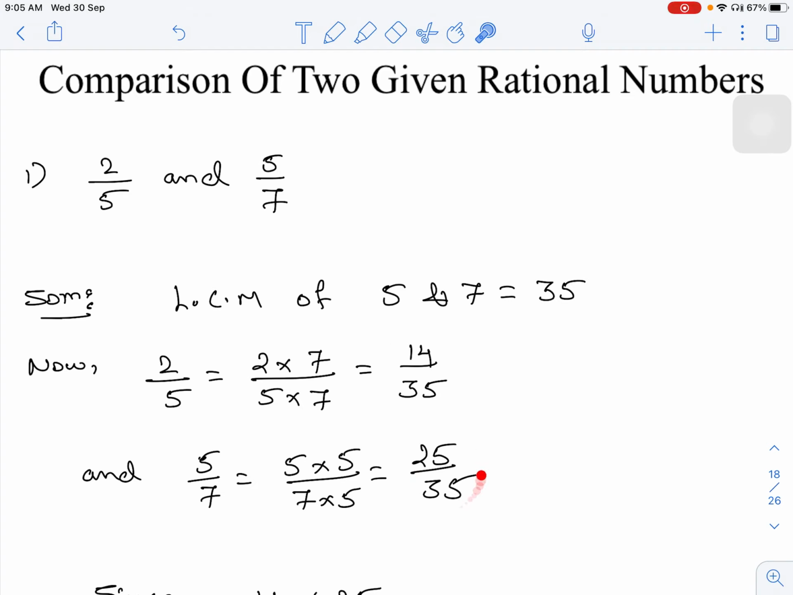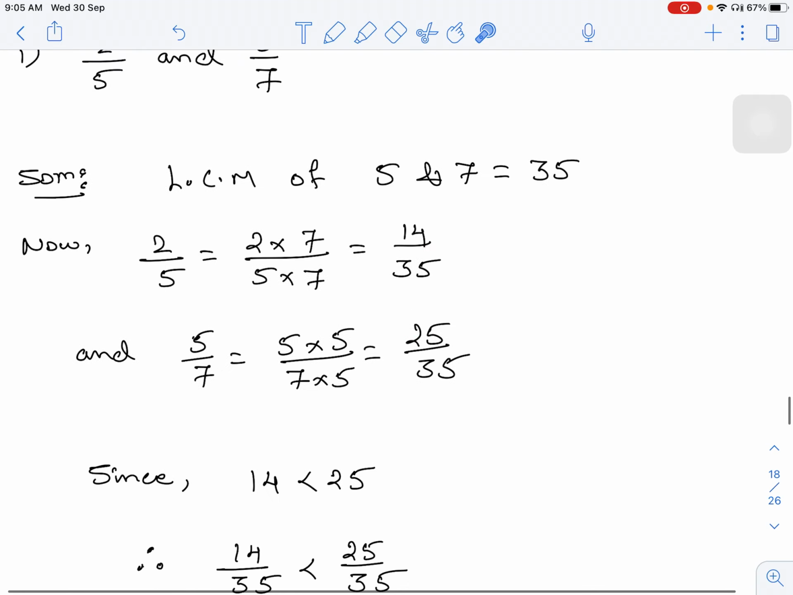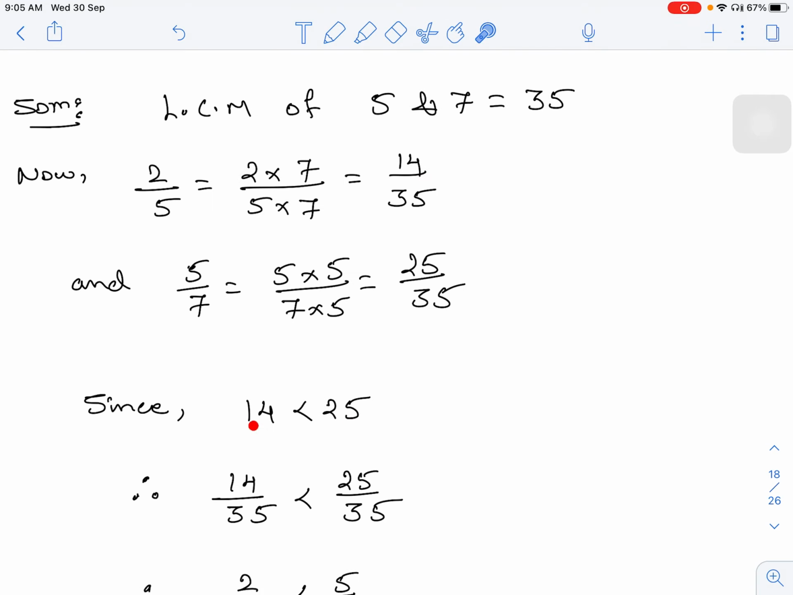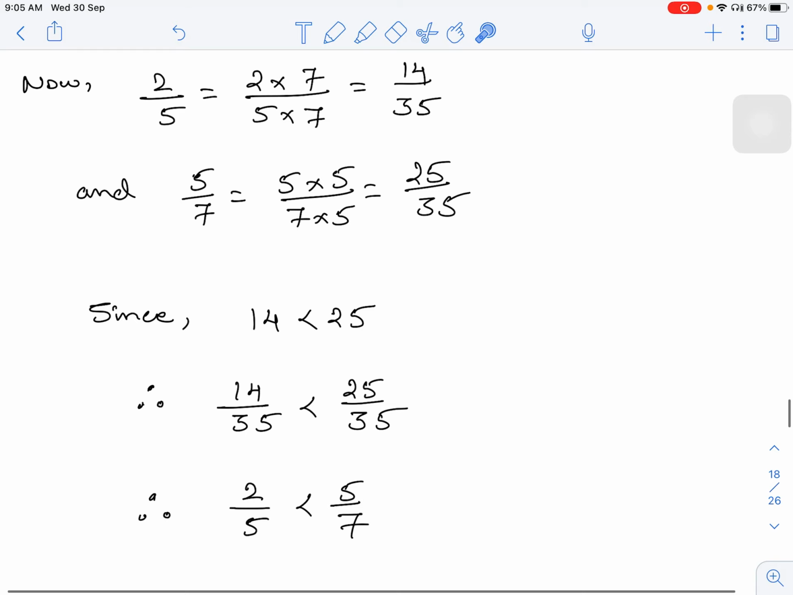Now both these numbers are having same denominator, so we can compare between the numerators. Now between 25 and 14, who is greater? So 25 is greater than 14. Okay, now since 14 is smaller than 25, therefore whatever may be the denominator, 14 upon 35 will be smaller than 25 upon 35. Now 14 upon 35 is value of what? 2 upon 5. So we have written here 2 upon 5, and 25 upon 35 is value of what? 5 upon 7. So finally what we get? That 2 upon 5 is smaller than 5 upon 7.